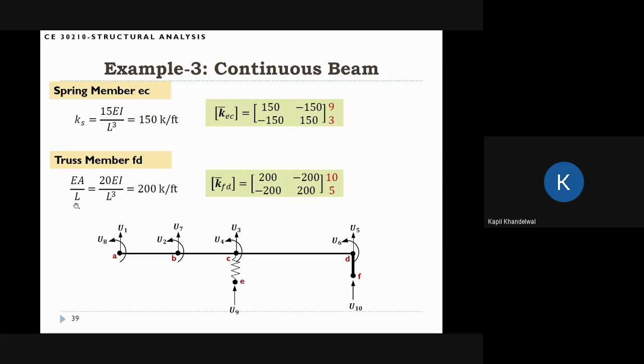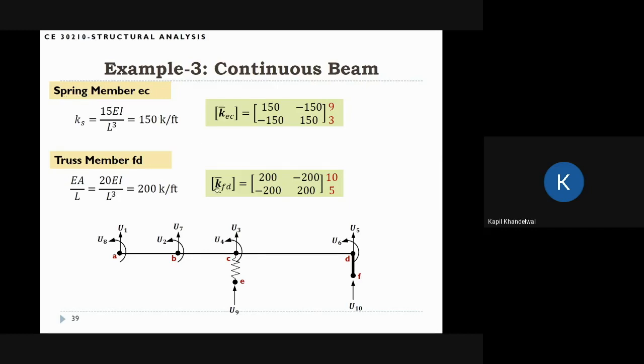And similarly for the truss member, EA by L is actually 20 EI by L cube. If you do the algebra, it's actually 200 kip per foot. And so again, it's a 2 by 2 stiffness matrix. If we think of the truss member as a bar member in this vertical direction, then again I node is F and the J node is D. And so the degrees of freedom are actually 10 and 5. So 10 and 5, okay? So this is how I'm building the stiffness matrix for the spring member and the truss member.